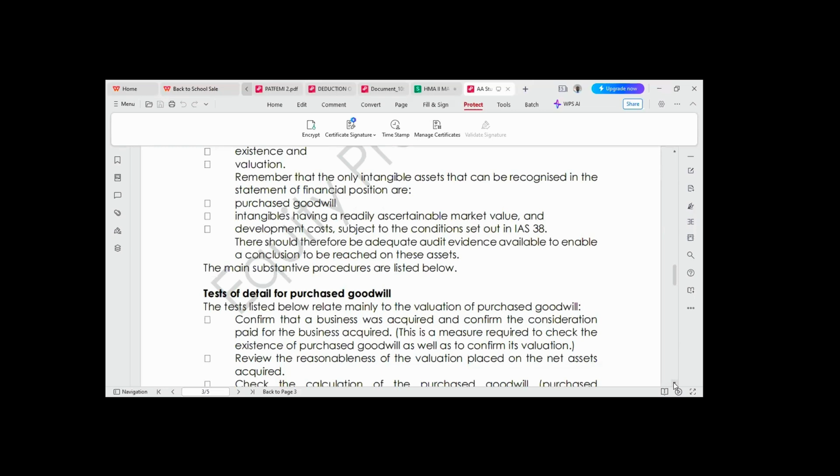Now, the tests listed below relate mainly to the valuation of purchase goodwill. So for the purchase goodwill, these are the tests that will be carried out: test of detailed transactions. The auditor will confirm that the business was acquired and confirm the consideration paid for the business acquired. What that implies is this. Sometimes when they talk about acquisition, it goes beyond just the assets, the cost of acquiring that.